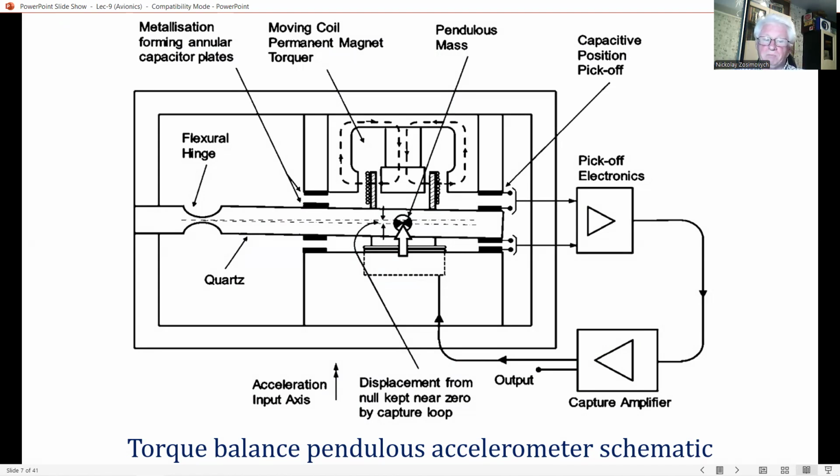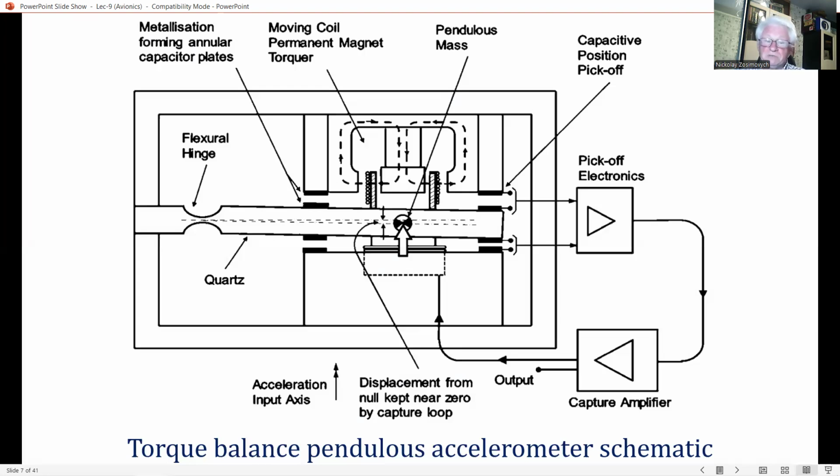The construction of a typical modern torque balance pendulous accelerometer, also referred to as a servo accelerometer, is shown in this slide. The accelerometer consists basically of a beam fabricated from fused quartz, which is suspended within the case by a very low stiffness flexural hinge, as shown in this illustration. Quartz exhibits zero hysteresis and consequent increased bias stability compared with a metal spring hinge.